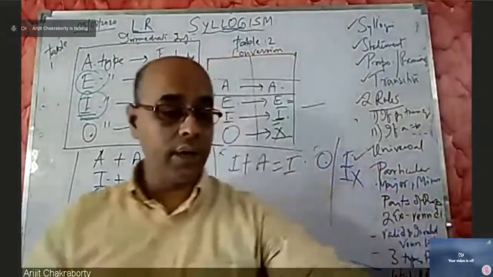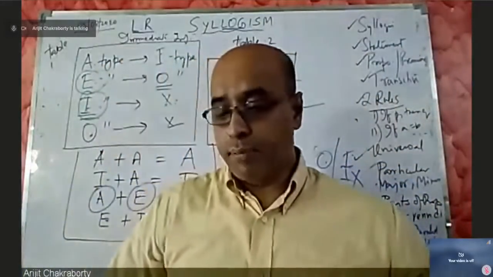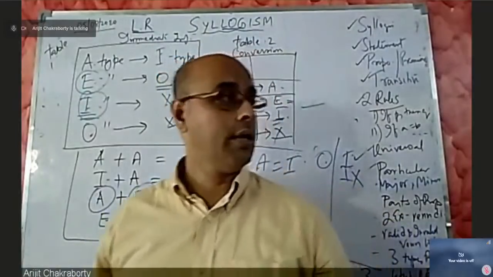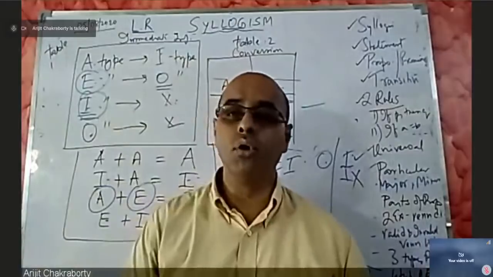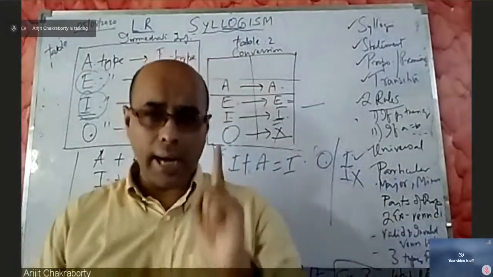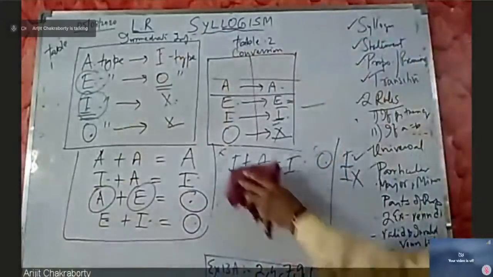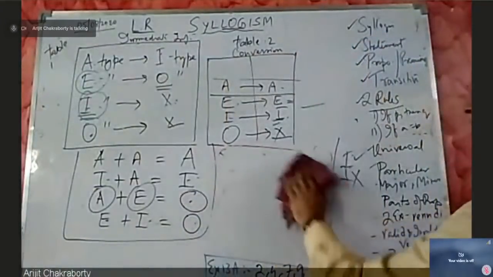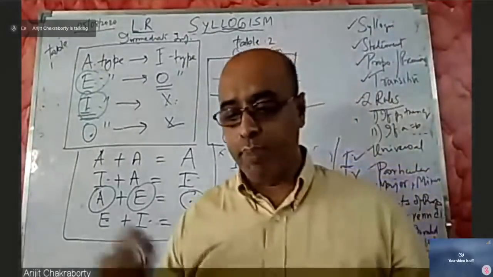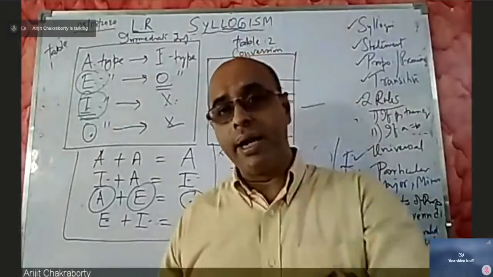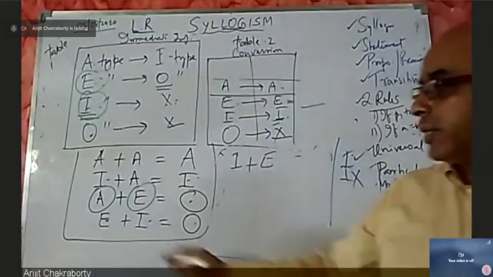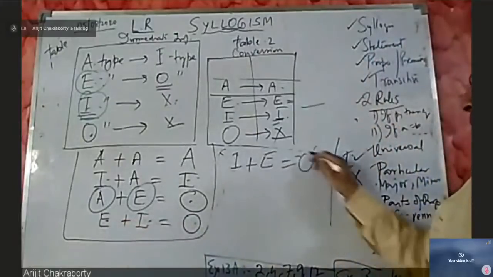Question number 20, we have: some cups are belts. No belt is black. Some cups are belts is I type. Okay, so this is my rough work area. The first one is I, some cups are belts. Second is no belt is black, which is E type. Now E plus I will give me O.